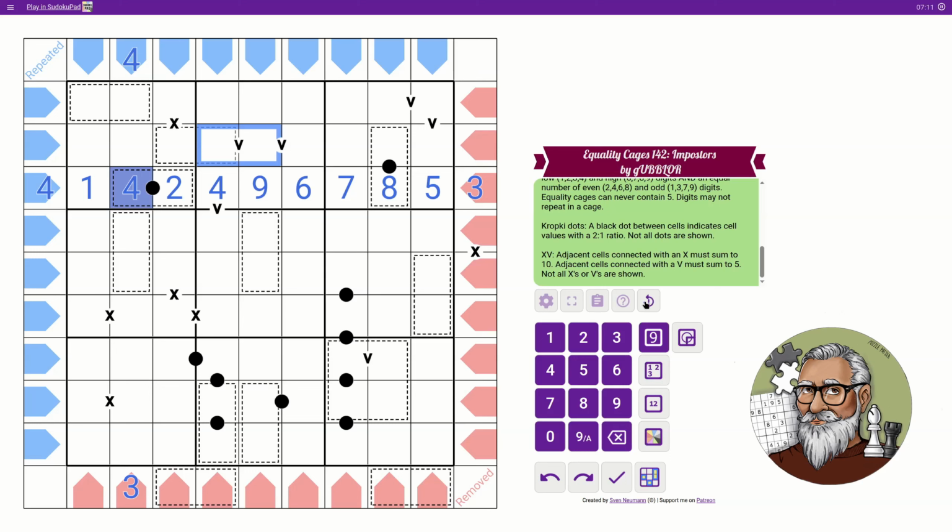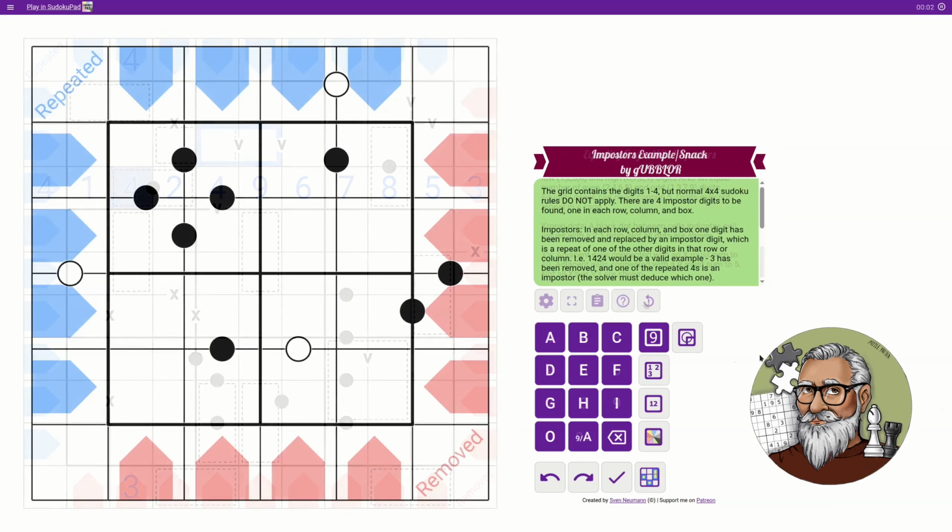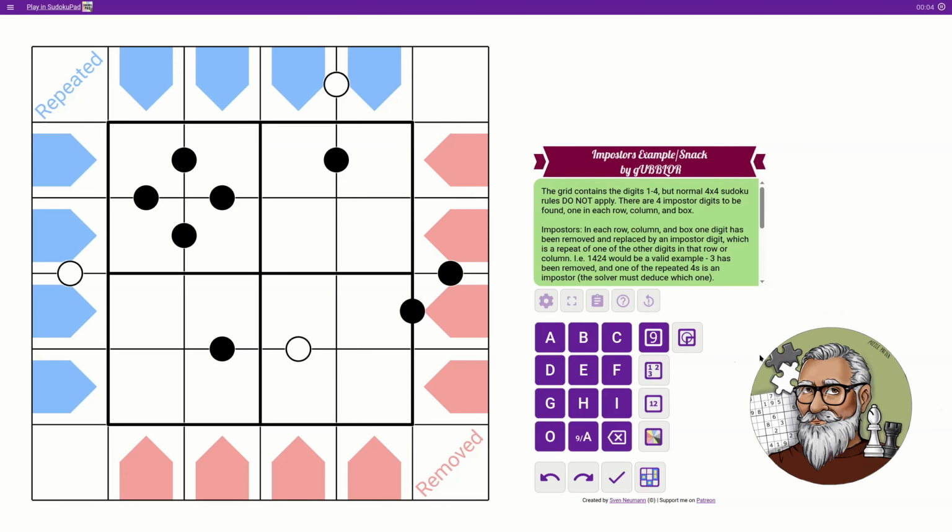So before I start with this one, gUBBLOR has provided an example puzzle, which is 4x4, so with the digits 1 to 4. I'm gonna go do that first in this video, and then we'll continue this one. So see you on the other side. Right, so let's have a look at this example to see if we understand the rules.